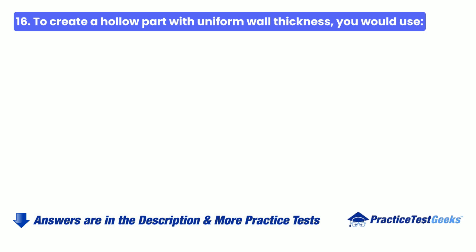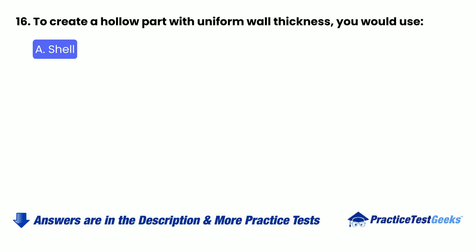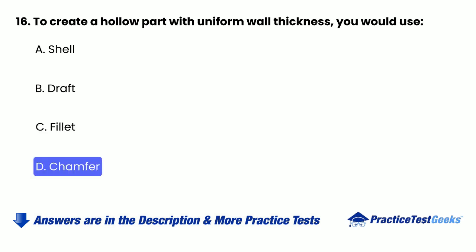16. To create a hollow part with uniform wall thickness, you would use: A. Shell. B. Draft. C. Fillet. D. Chamfer.